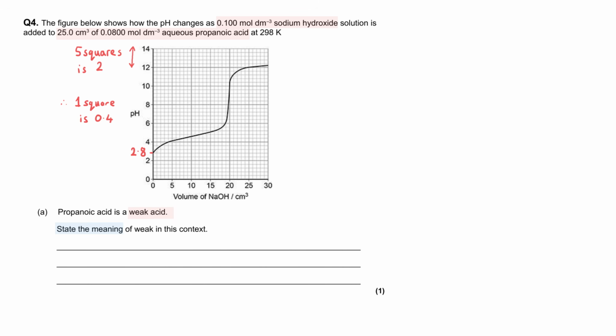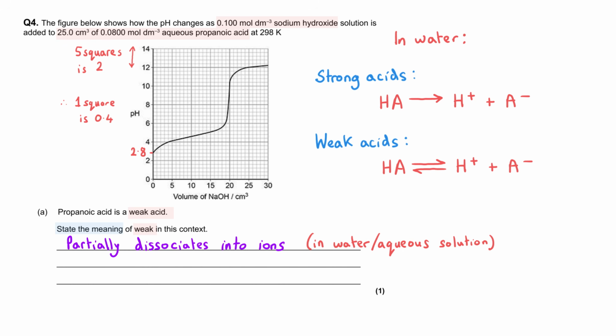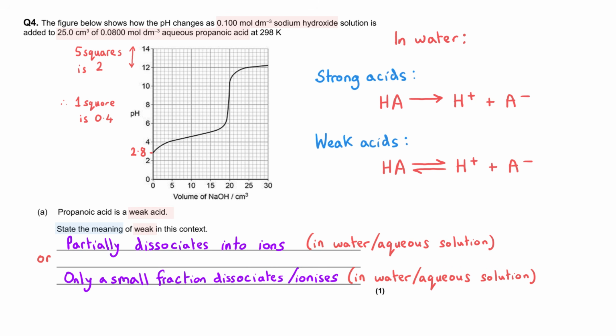Propanoic acid is a weak acid. State the meaning of weak in this context. All acids dissociate into ions when you put them in water. The difference is that where strong acids fully dissociate into hydrogen ions and a negative ion, weak acids only partially dissociate into ions when in aqueous solution. And so we get an equilibrium established. We could also say that only a small fraction of acid molecules dissociate or ionize when placed in water. Either of these gets you the 1 mark.